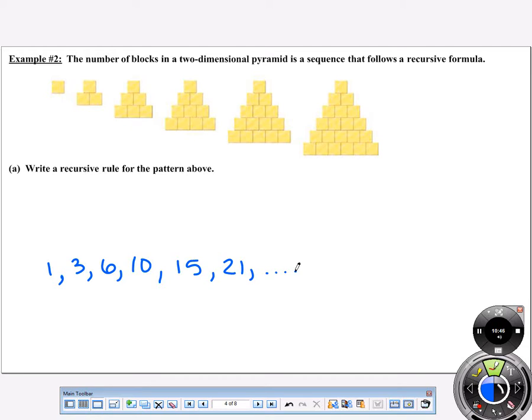Now remember, the recursive rule means you're going to tell me how to find any term by taking the term that was in front of it and doing something to it. I don't know, add stuff, subtract stuff, multiply stuff, divide stuff. What kind of stuff? I don't know. You guys are going to figure it out.